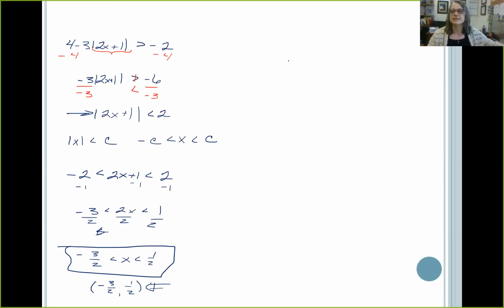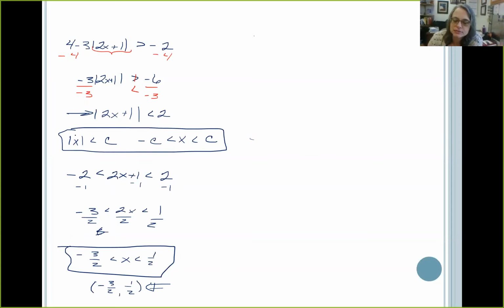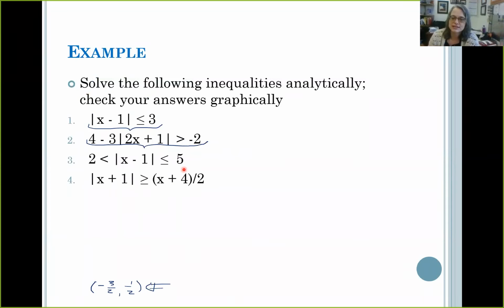So in both of these cases, we ended up with a situation where the absolute value of something was less than a real number. When we have that, then we can rewrite it as a compound inequality. Let's take a look at these last two. Let's take a look at this guy. This guy's a little tricky.